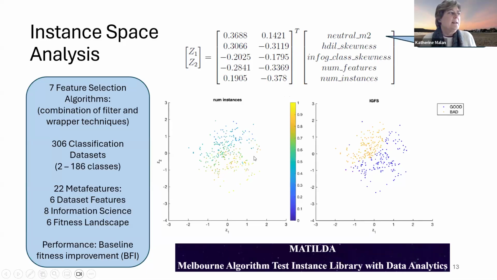Here's another example. This one is the number of instances. In other words, how much data have you got for training? On the bottom here, we see there are lots of instances on the bottom right. This is the information gain feature selection. And it performs well when you've got lots of instances. It performs poorly when you don't have a lot of instances. So if there's not a lot of information to work out what the information gain is, then it doesn't perform well. Okay, so this is a fantastic tool for doing this kind of analysis.